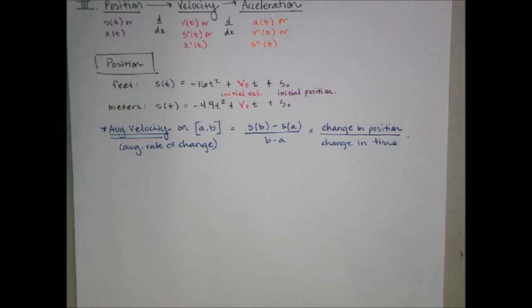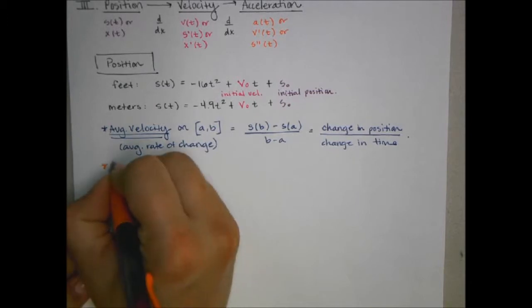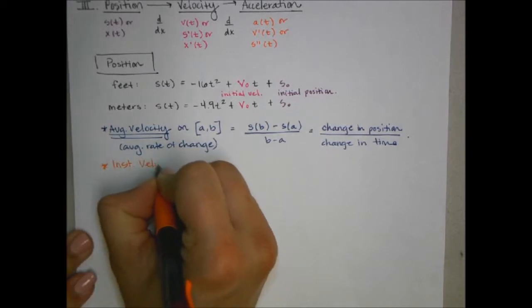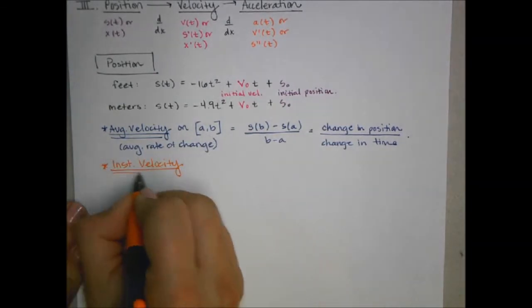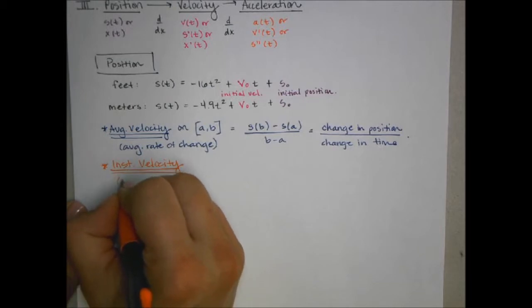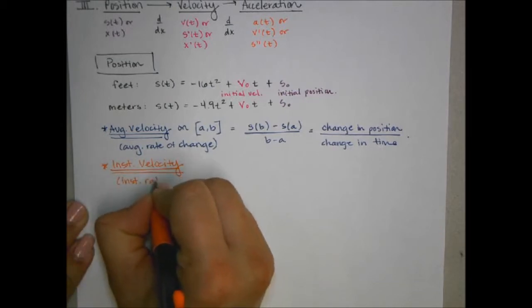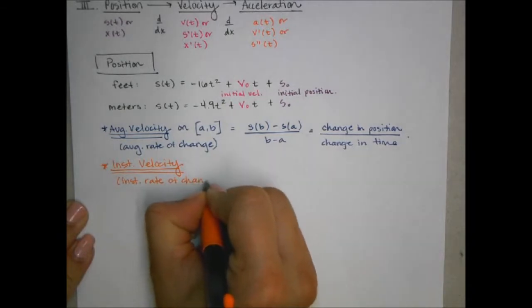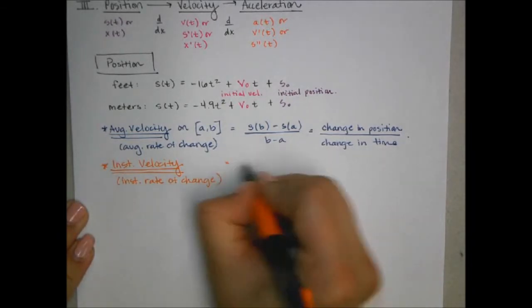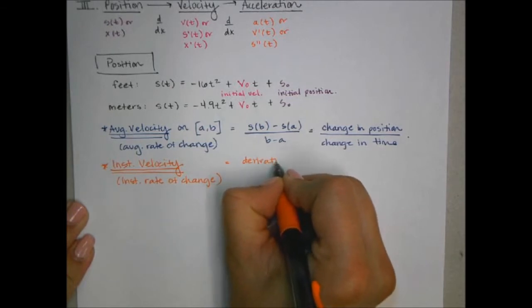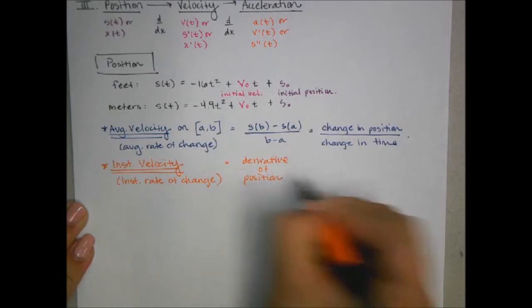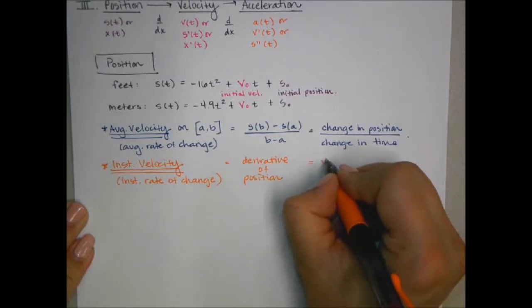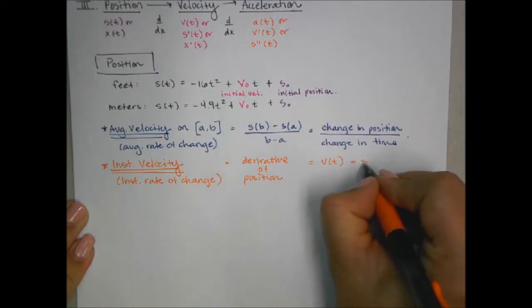Versus our instantaneous velocity, which of course is going to be the same thing as our instantaneous rate of change, or our derivative. So this is v of t, or s prime.